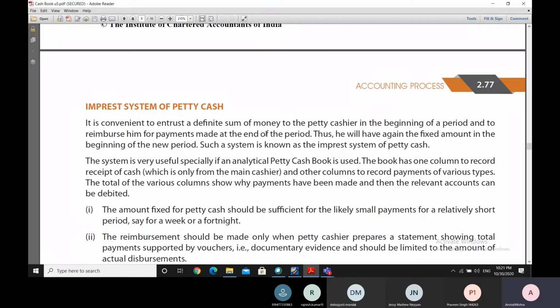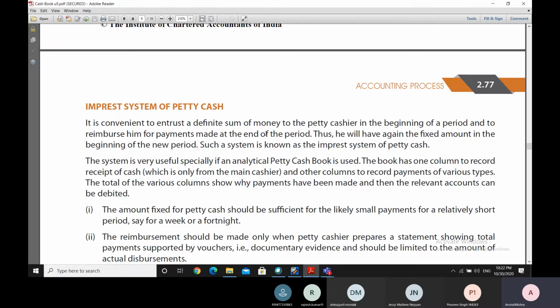So an amount is fixed, let's say 2000 rupees. At the beginning of every new period, his balance would be recompensated and reimbursed so that the balance with him will remain 2000 rupees or whatever the fixed amount is. We say that we have given an imprest cash to him. An imprest cash balance is replenished at the beginning of every period.